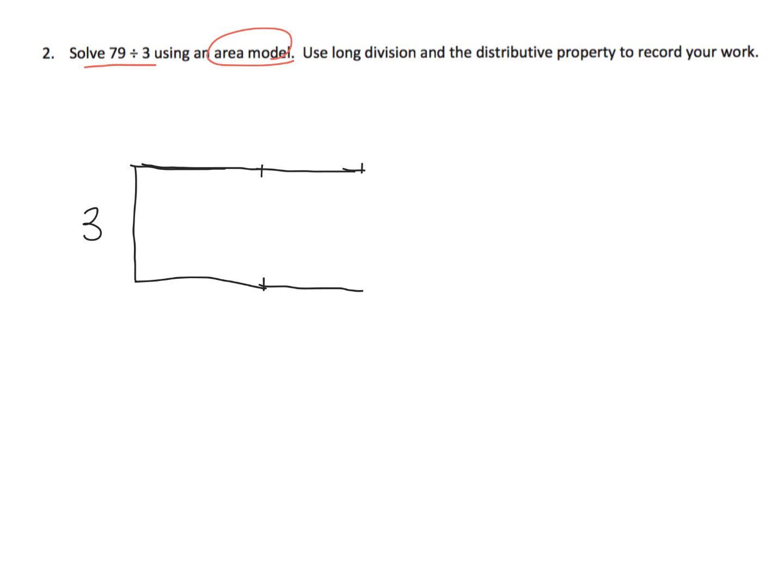And now we have 2 tens. So 2 tens times 3 is 6 tens. So this is 60 square units. And if we were to do another 10, that would give us, let's see, 30, 60, 90 square units, and that's too big because we only want to go up to but not past 79. So that means we're going to stop here at 2 tens. Now you could think of this as 2 tens. I prefer to think of this as 20.